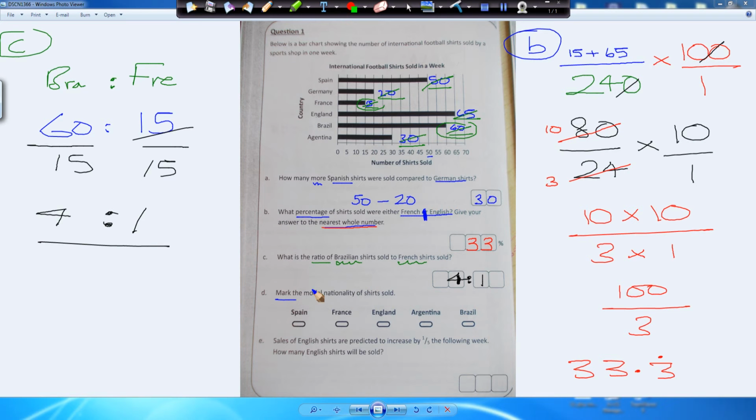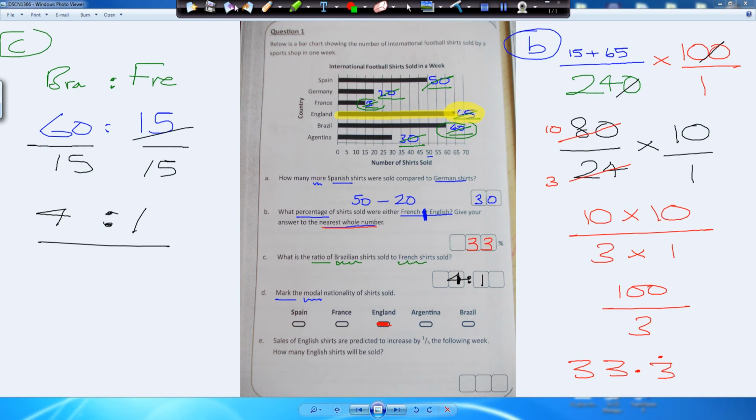Right. So we said the modal value here means the most popular value. So we're looking for the tallest or the longest bar. And the longest bar is England, which gives us a value of 65. Excellent. So what should we do with England? Shade it in. We just shade it in.